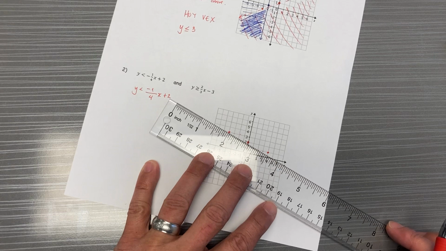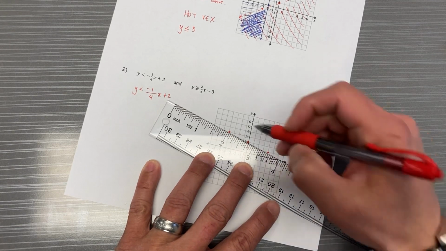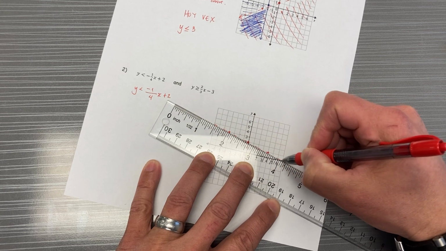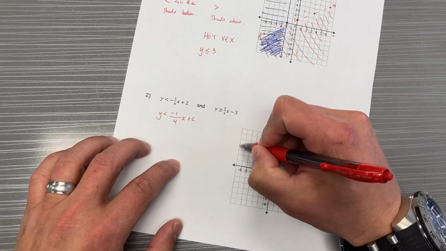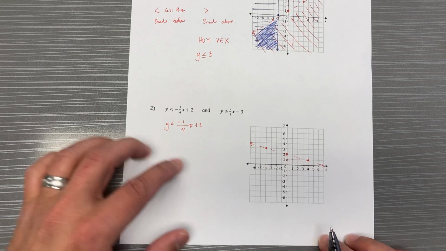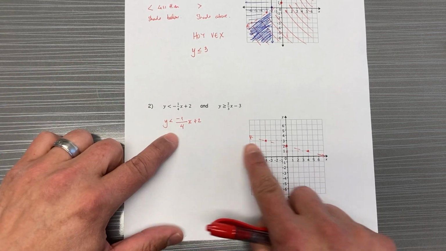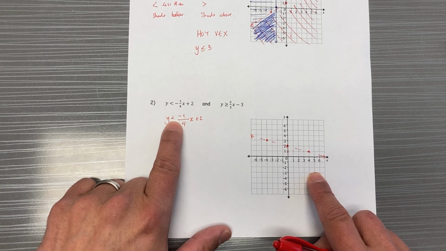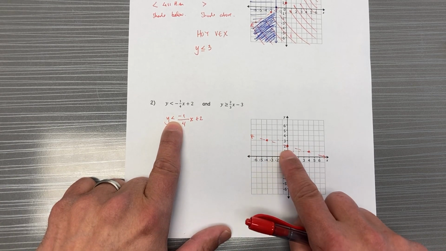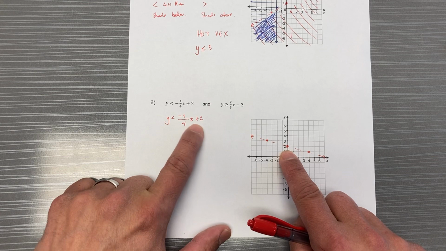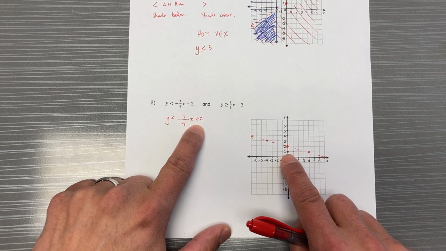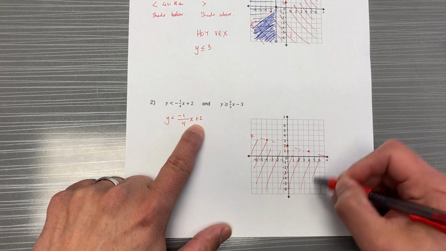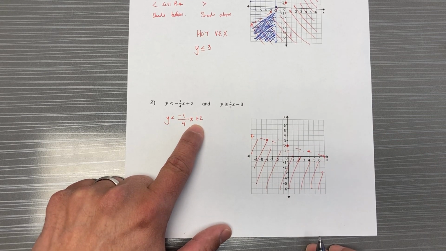And again, this line is going to be broken because you notice it does not have the little equal sign, okay? Does not have the little equal sign. All right, here we go. All right, so here's my line. Now I have to shade it because it has the inequality. So this is less than, so I'm going to shade below. What y value is less than 2? Here's 2, 1, 0. Those are less than, so we're going to shade the bottom. All right, that guy is done.